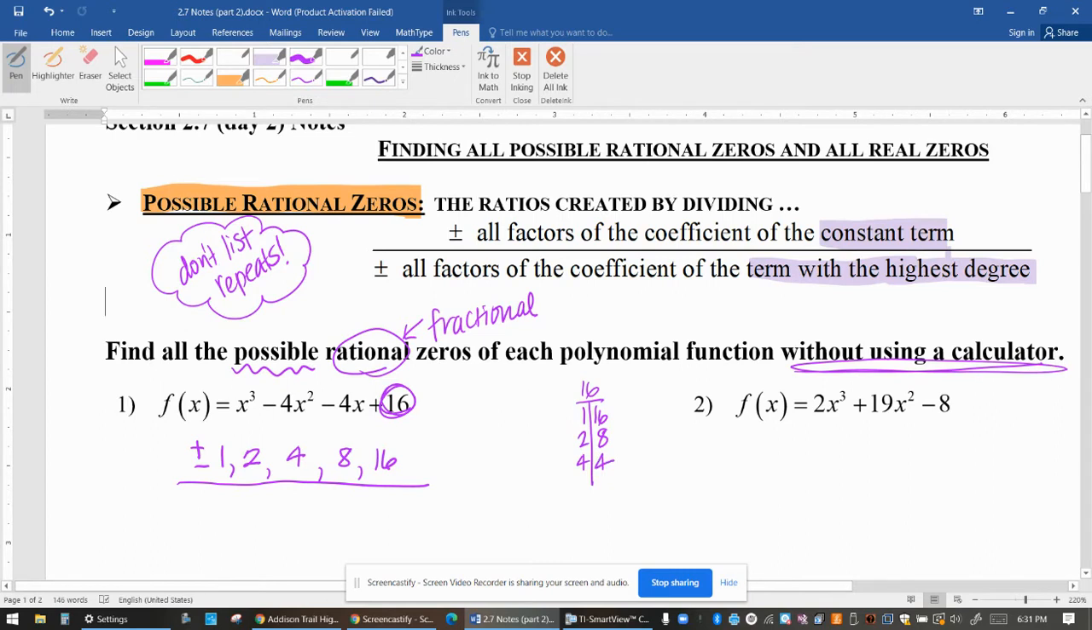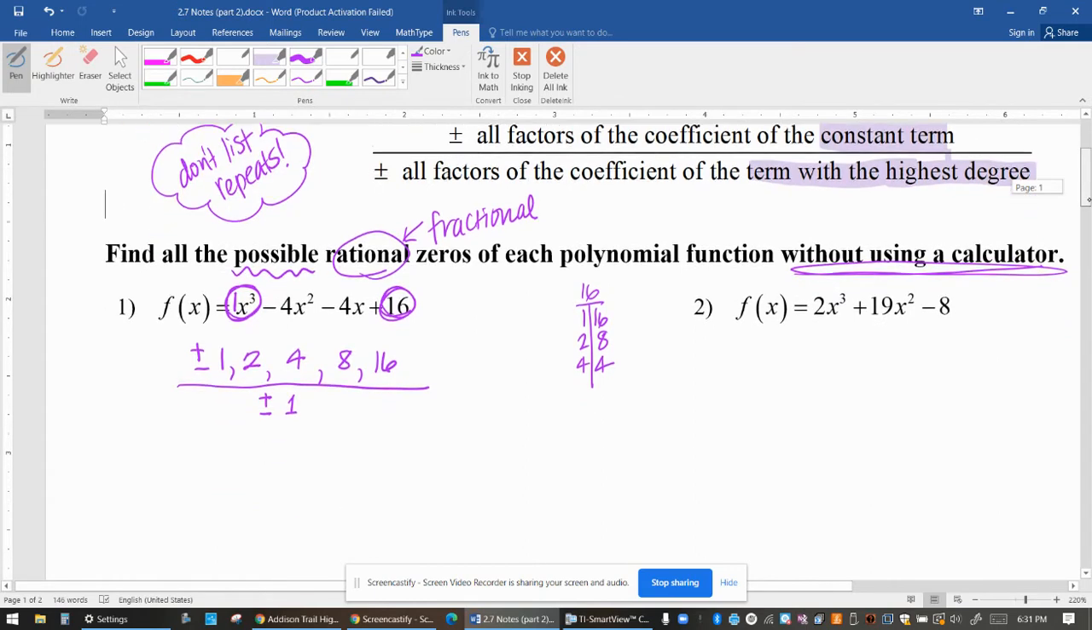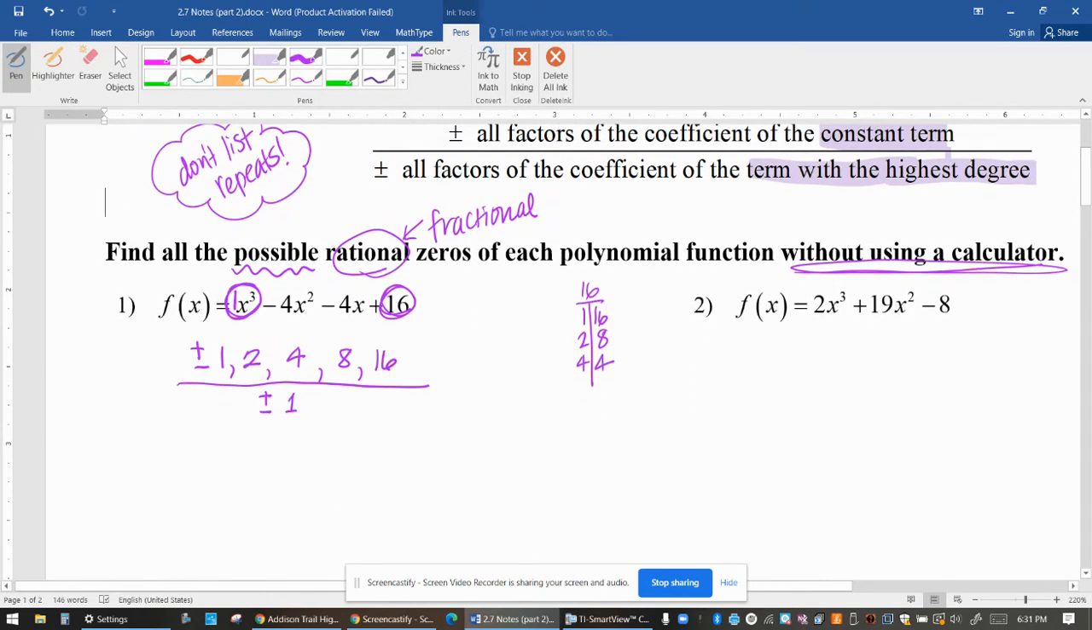And I'm going to put those over the plus and minus factors of the coefficient of the term with the highest degree. The highest degree here was cubic, and the coefficient was 1. All the numbers that multiply together to get 1 are just plus and minus 1. Now you have to take each and every one of these numerators and divide them by the denominator. Always make sure that you reduce your answers.